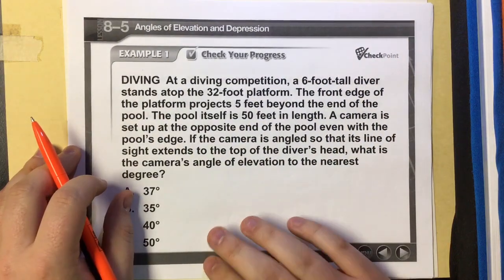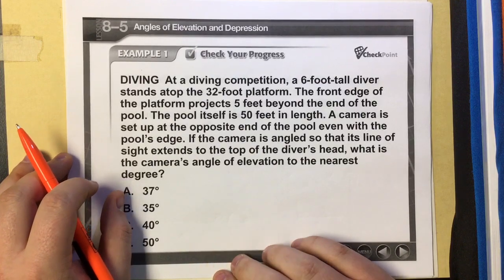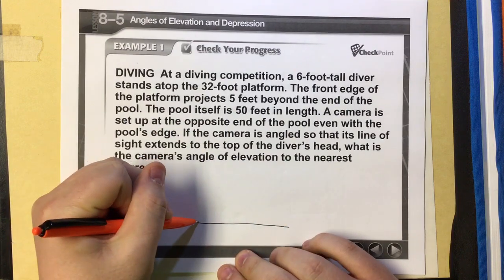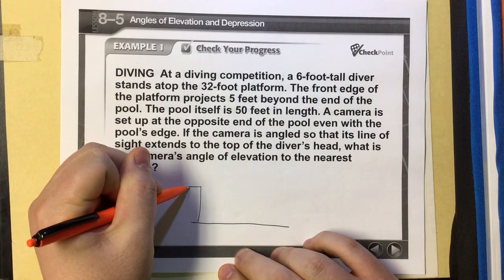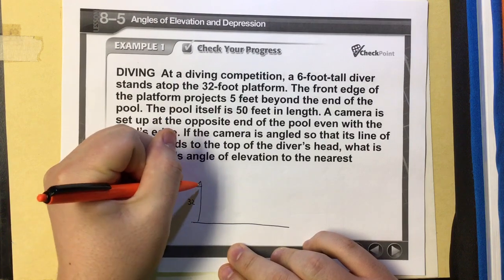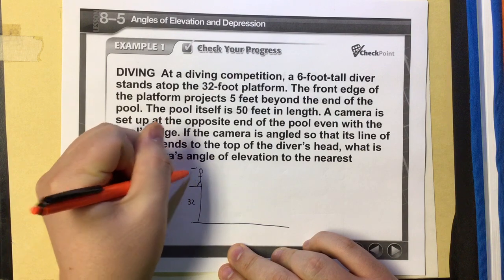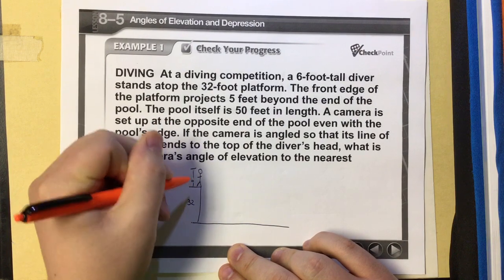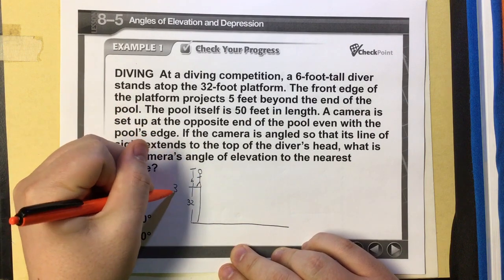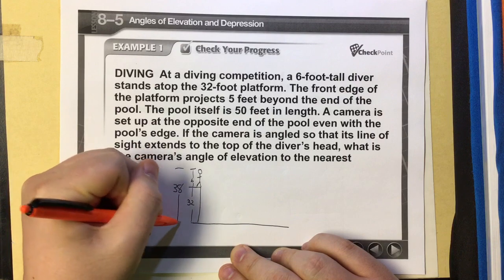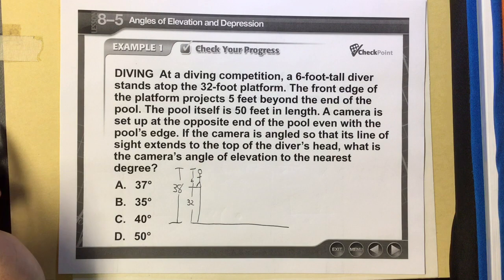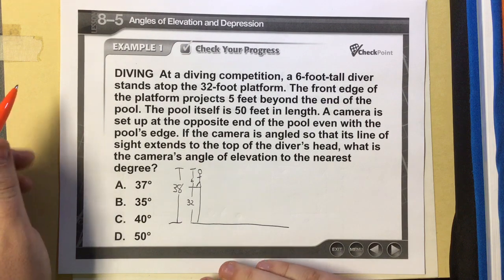So, at a diving competition, a 6-foot tall diver stands atop the 32-foot platform. So here's the pool, here's our platform. It says it's a 32-foot tall platform. You have a 6-foot tall diver. So the whole thing here is 38 feet from top to bottom. That's the whole thing.